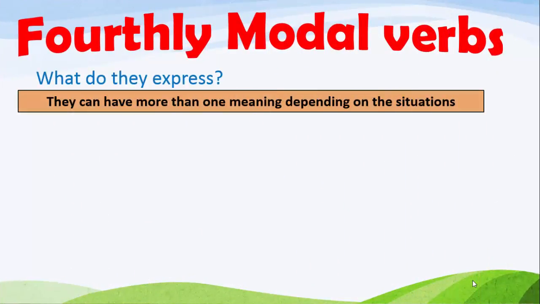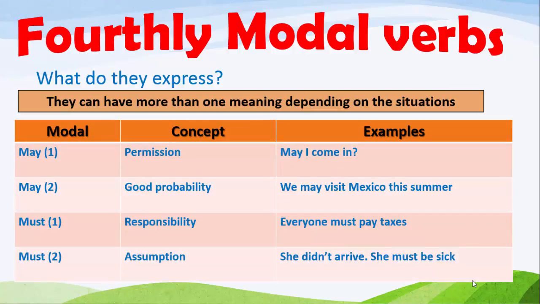And let's see, may. We can use may to express permission when we use may in the structure of a question. When I say, may I come in? This is a kind of permission. And we can use may to express good probability. When I say, we may visit Mexico this summer, this is good probability or high probability.